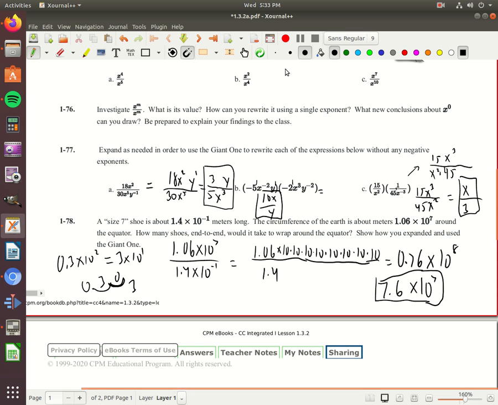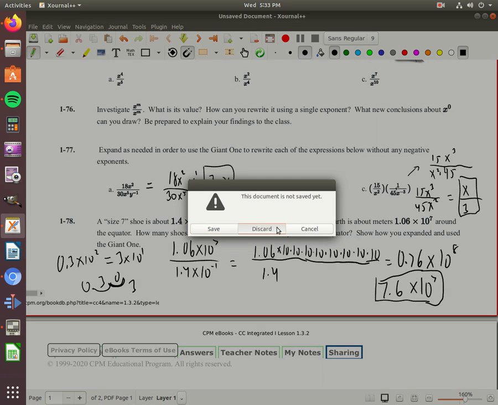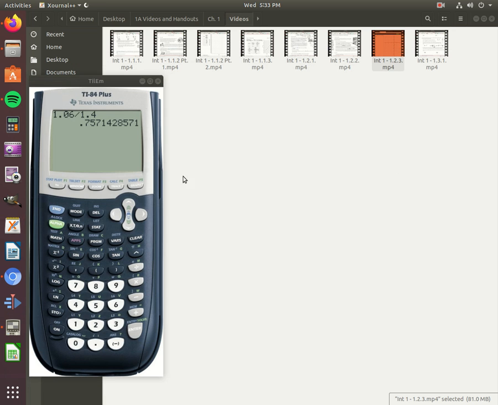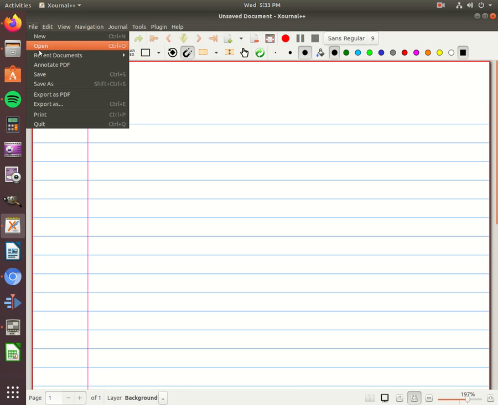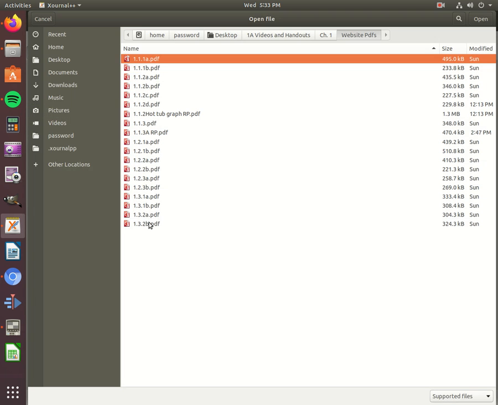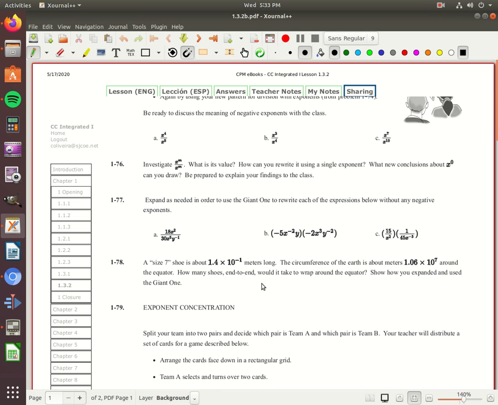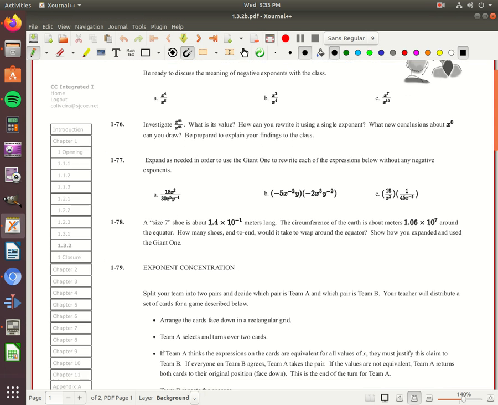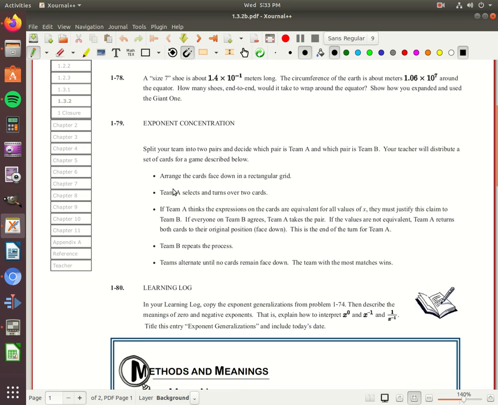All right, kind of a long lesson, it feels like. I'm just going to close this real quickly, and then I'm going to open up the B, 1.32b, to see if there's anything else I missed. So we have exponent concentration. There's like a card game that we don't usually play in class, so not worried about that.